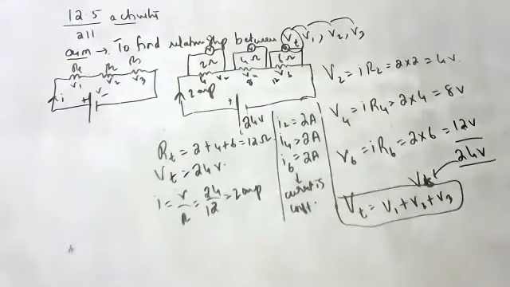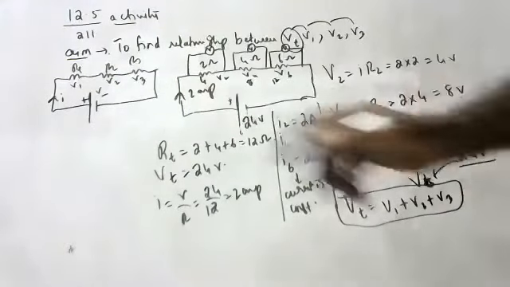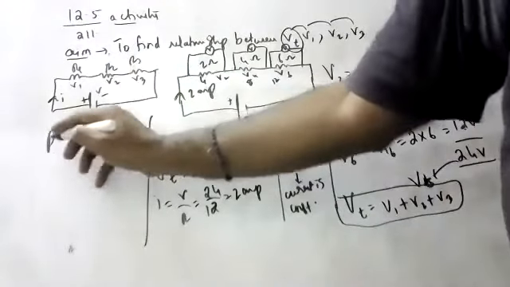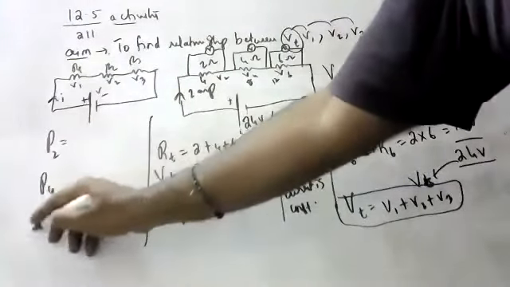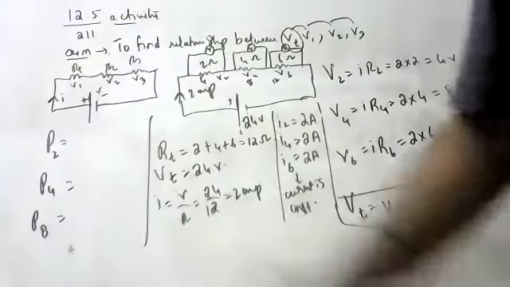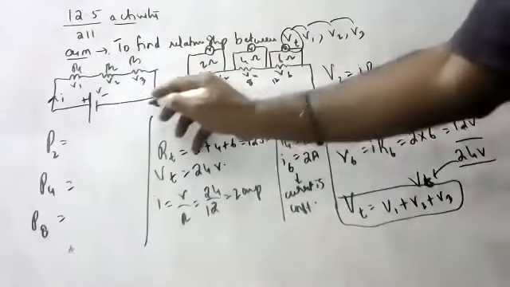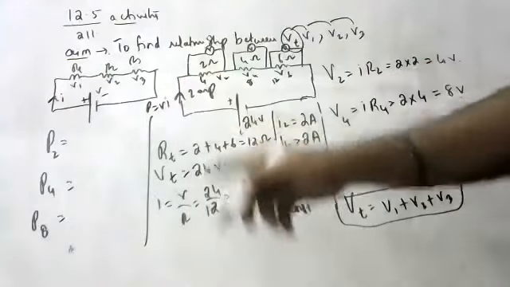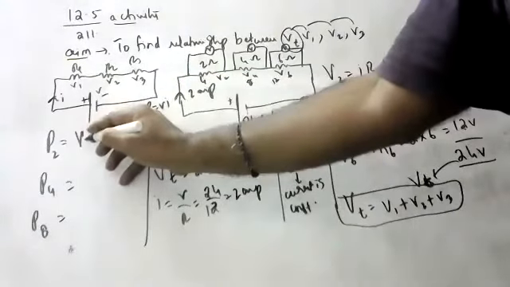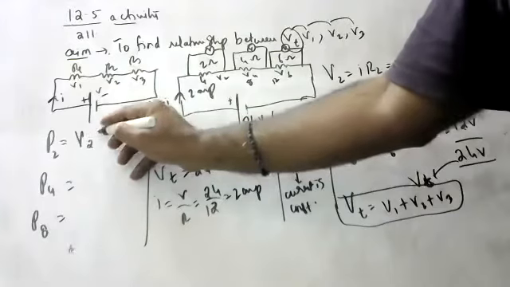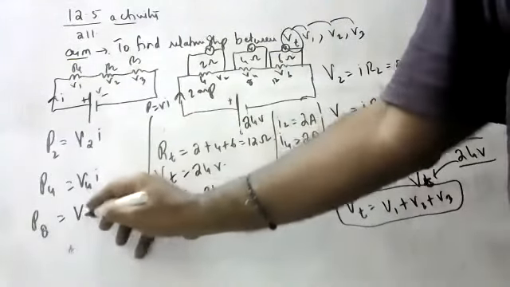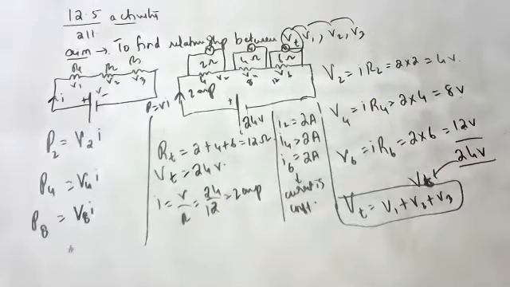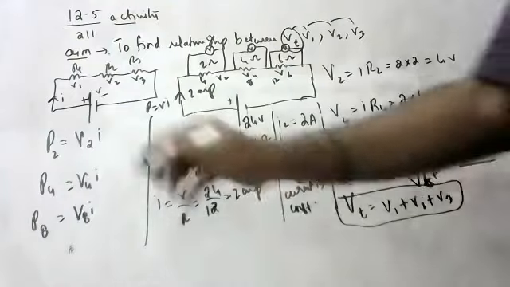Okay, children, like this we have to find. Just for a sample, I am showing power using one formula. Which formula do you want? You tell me, children. He is saying we want P is equal to VI. So the formula: P2 is equal to V2I, P4 is equal to V4I, P6 is equal to V6I. Why am I not writing I2, I4, I6? Because current is constant.